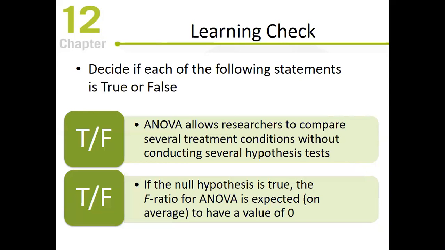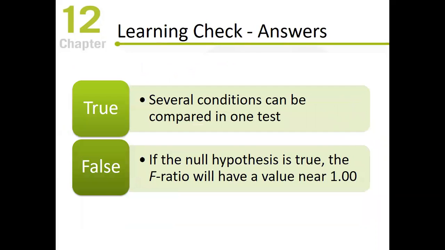The other one: if the null hypothesis is true, the F ratio is expected to have a value of 0. This is actually false. Typically, when the null is true, we're going to get F ratios of about 1, which means that the between subjects variance and the within are basically identical, and we're getting a result of 1.0. That supports the null hypothesis.